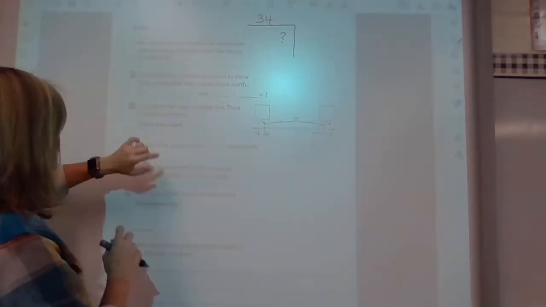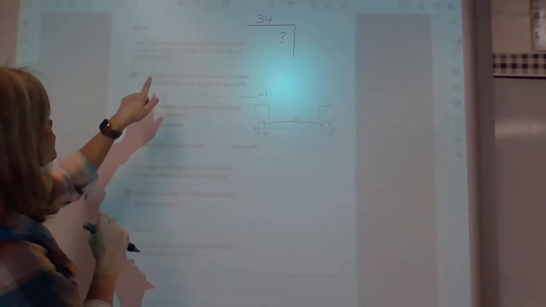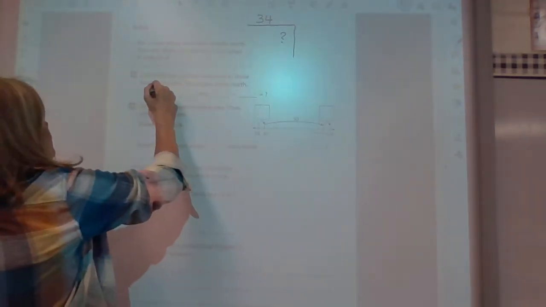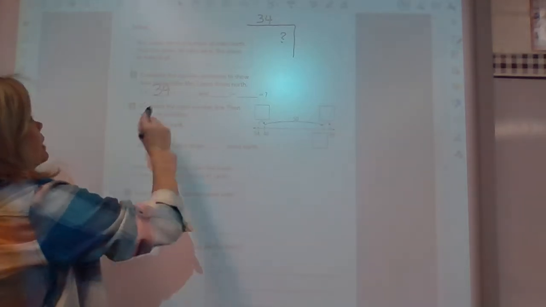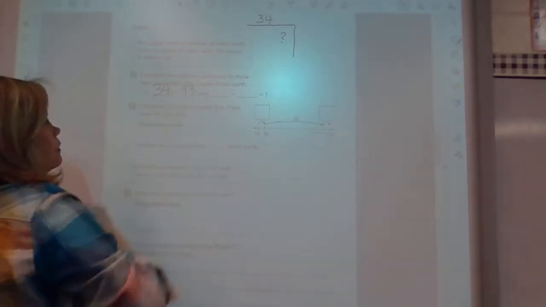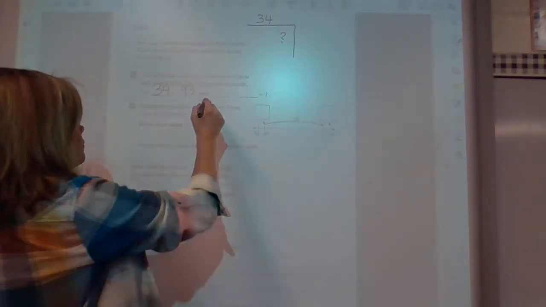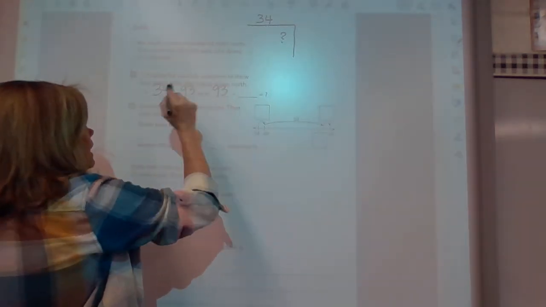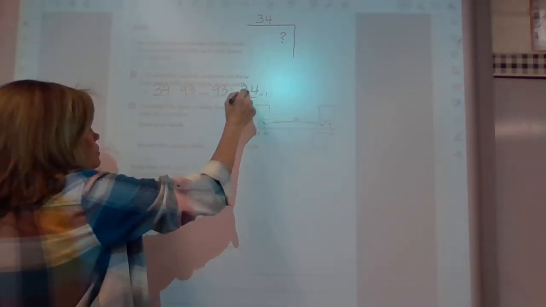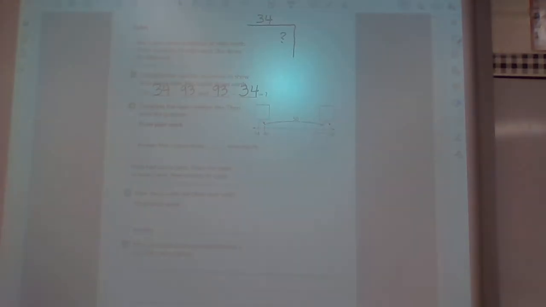So if I start with the number I don't know, question mark, and I add it to the 34, I should come up with a total of 93 in all. Okay? Or if I do subtraction, I start with my big number, 93, minus the number I know, which is 34, and that would end in my question mark, okay?